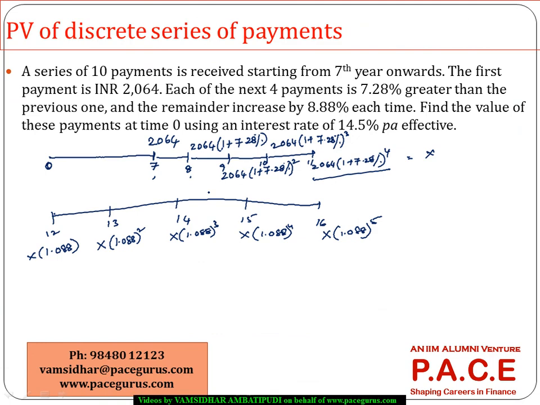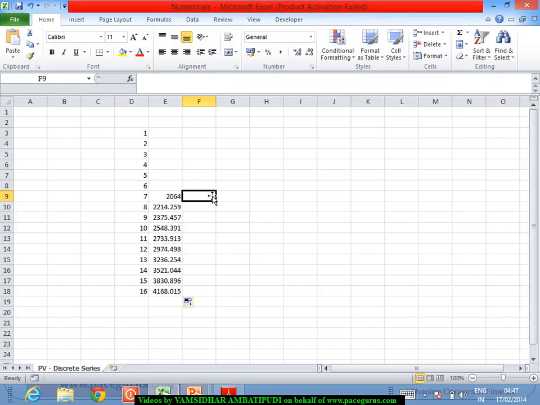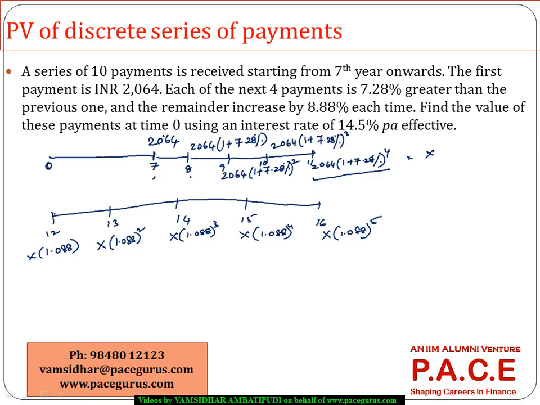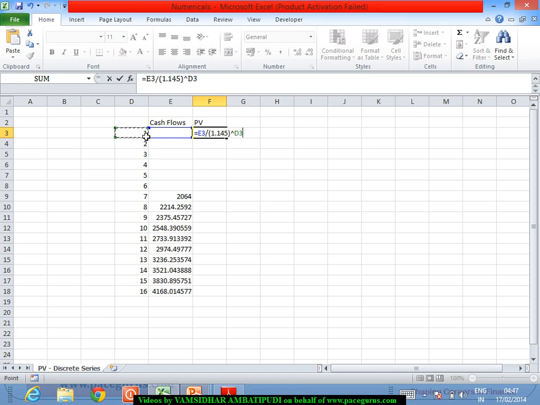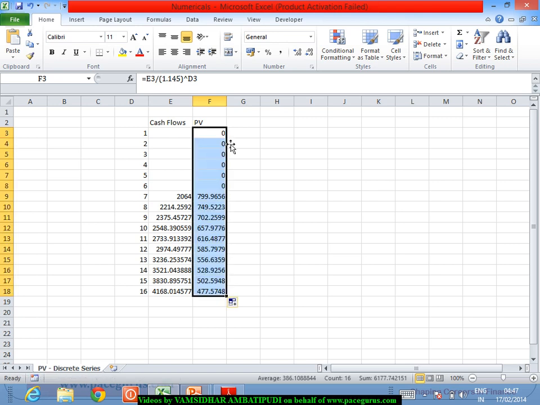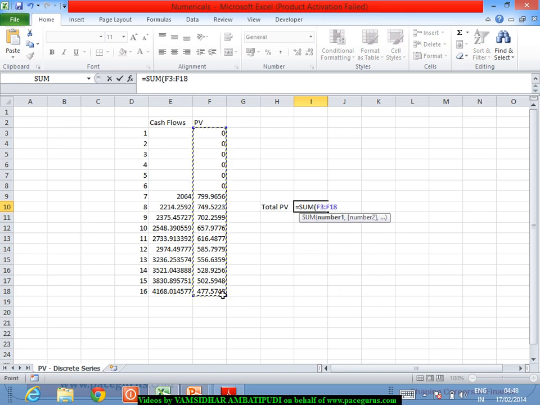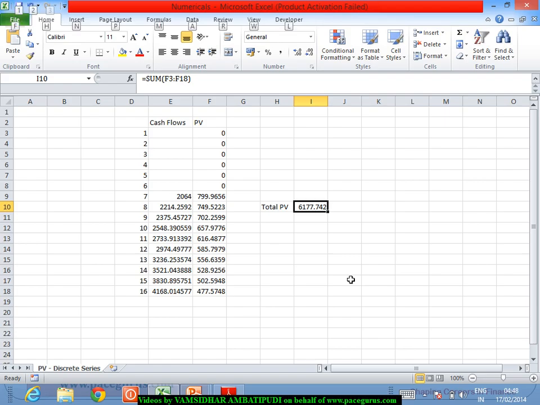So these are the cash flows that are coming out, and these need to be discounted at the rate of 14.5%. These are the time periods of the cash flows. All I am discounting is this particular cash flow divided by 1.145, that is 14.5%, to the power of this particular period. That will give me the present values, and finally the total present value is nothing but the summation of all these, which is coming to 6,177 rupees. So when I'm putting it in a spreadsheet, this is the way I'm going to look at it.